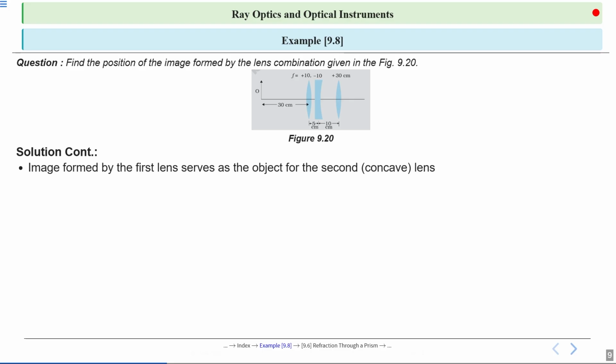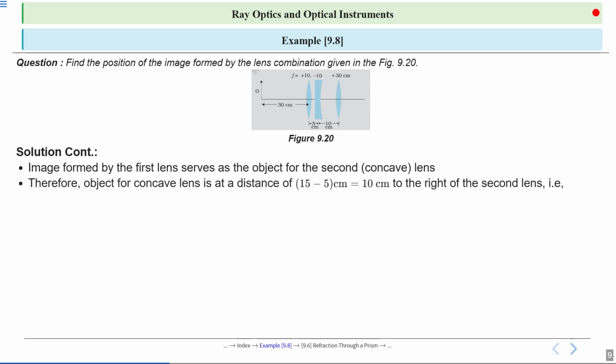Okay, so let's start by considering the role of the first lens. The image formed by this lens acts as the object for the second lens, which is a concave lens. This is a crucial step because it sets the stage for understanding how lenses interact with each other.